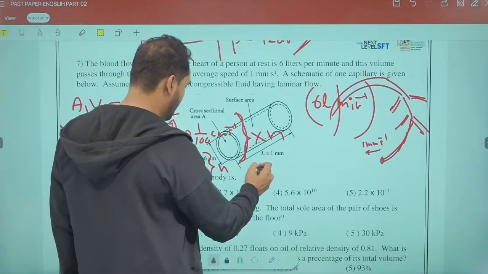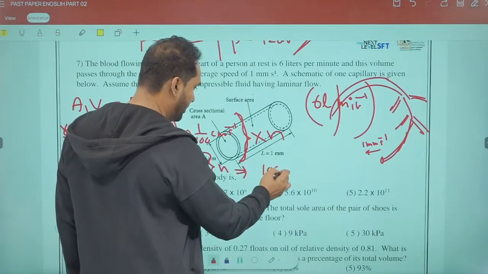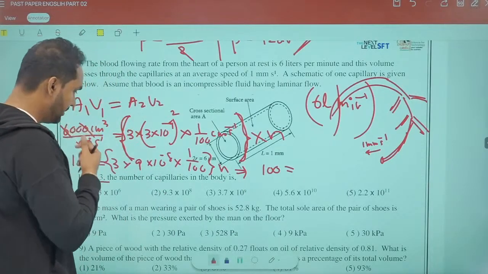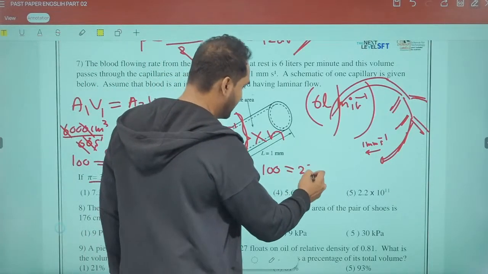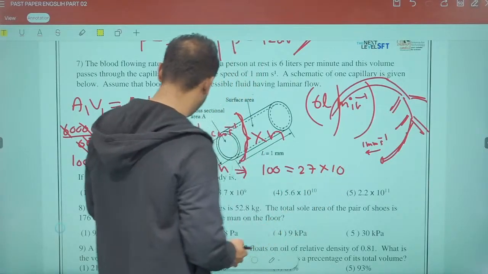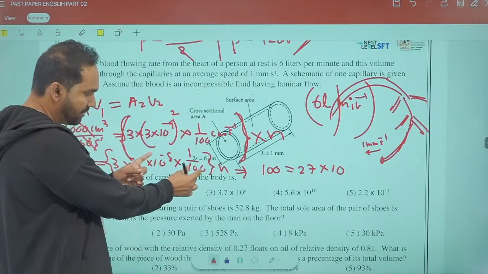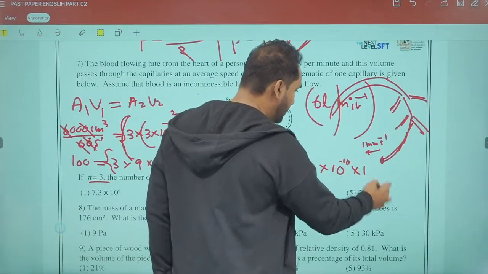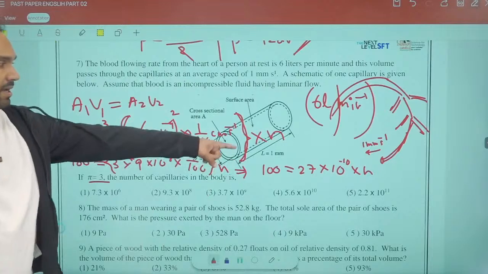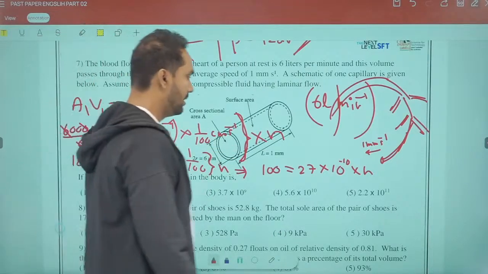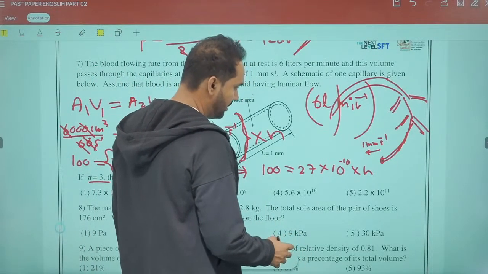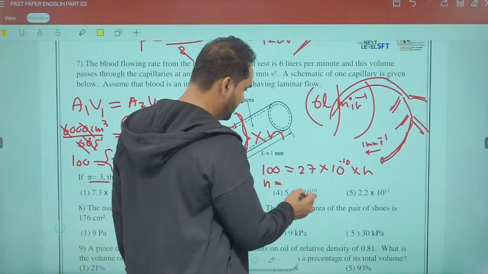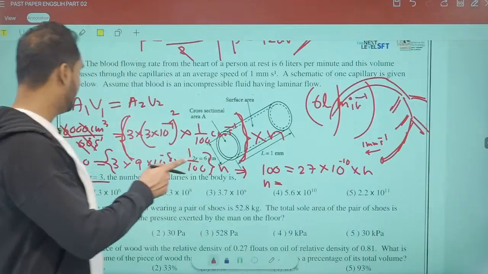So I'm going to take it to this side. So 100 equals 3 into 9 is not 18, it's 27, right? 9, 18, 27. 27 into 10 to the power minus 8, and this is 10 to the power minus 2, adding them together 10 to the power minus 10 into n. Now how do I divide this? Did I simplify this correctly?